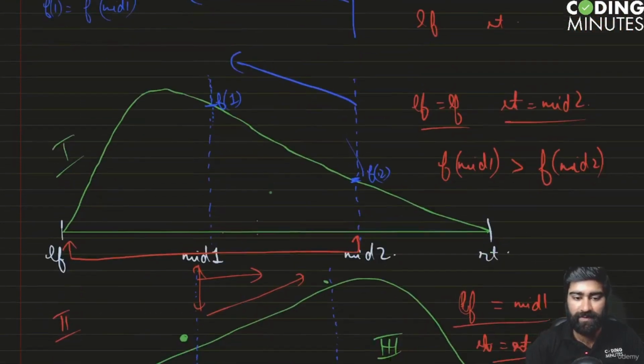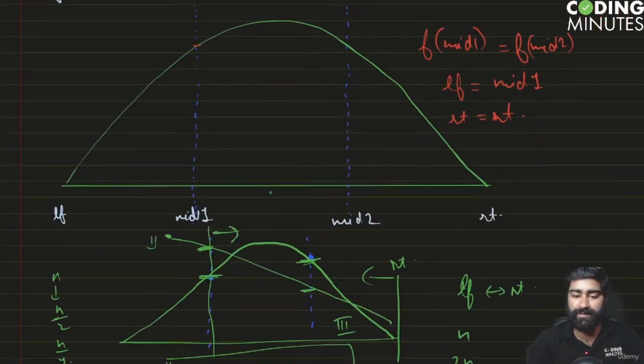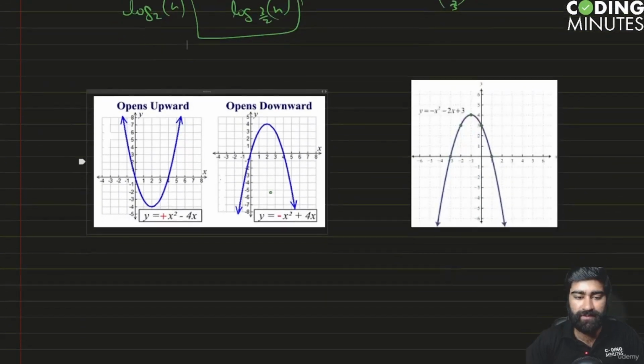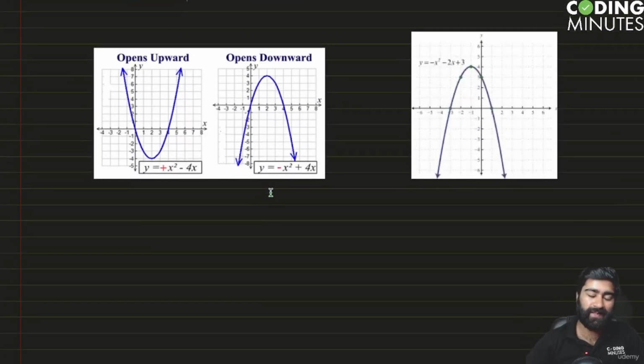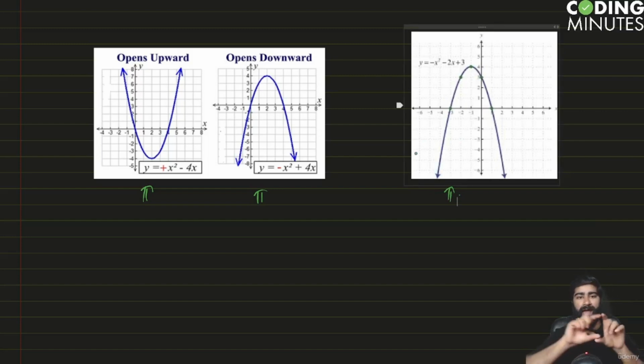How does ternary search work? When to take which partition? In the next video, I'll simply code ternary search. Here we have some examples of parabolas. I've just taken examples directly from mathematics. Also you can take some arrays and find maxima and minima in that array. You can do that too.